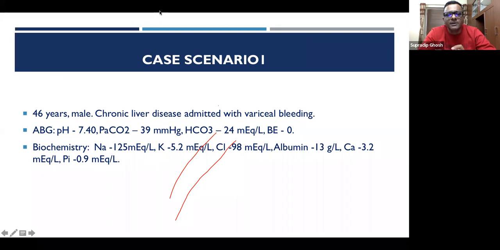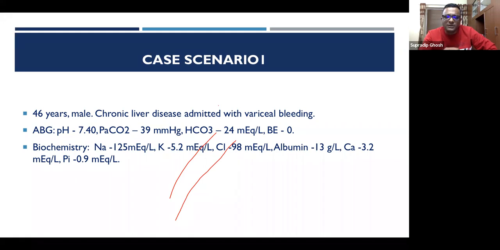I just want a quick comment from one or two. Normal. Using Henderson-Hasselbalch, it looks normal, but can you believe it? Rishikesh has answered normal, Santosh has answered normal, Usha has also answered normal. It looks normal because the pH is normal, PCO2 is normal, bicarbonate is normal, base excess is normal. But can you believe a sick patient like this can have an absolutely normal acid-base? Not possible.